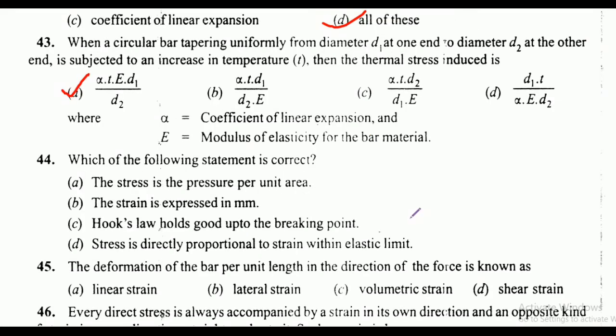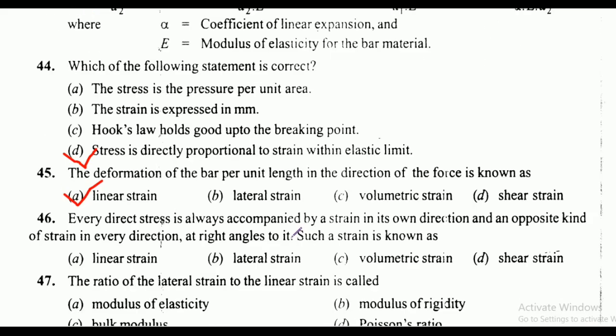Next is question 44. Which of the following statement is correct? Here friends, these are the options and here correct answer is option D, that is stress is directly proportional to strain within elastic limit. The deformation of the bar per unit length in the direction of the force is known as, here friends these are the options and here correct answer is option A, that is linear strain.